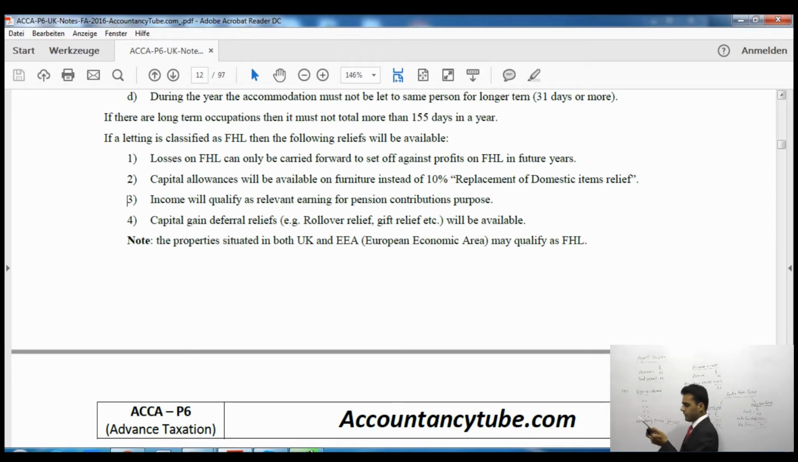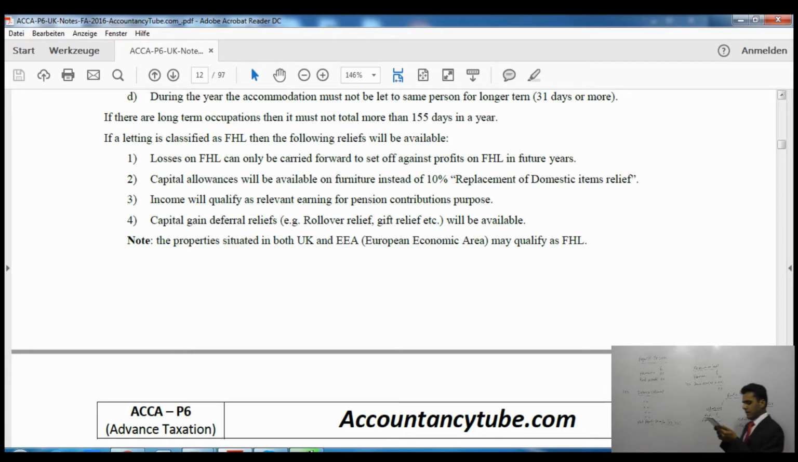Now, what does it say after that? What are the benefits of that? If a letting is classified as furnished holiday letting, then the following reliefs will be available. The first benefit is that losses on furnished holiday letting can be carried forward to set off against profits on furnished holiday lettings in future years. Right. So if you suffer a loss on the furnished holiday letting, you can carry forward that loss to set off against the future profits of the furnished holiday letting.